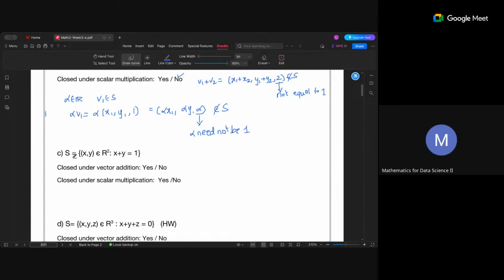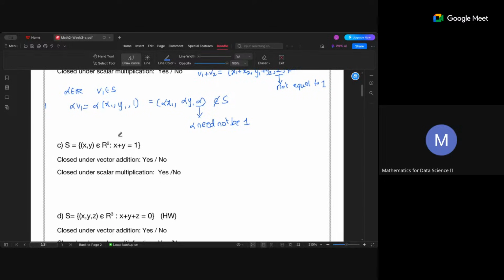Fine. So now we are having this set S. To simplify, we are going to rewrite this set. How can I rewrite y in terms of x from this equation? Can anyone tell? 1 minus x. Yes. So I'm going to replace y with 1 minus x. This will help us to do the calculations easier. So x comma 1 minus x. Now any two elements from S we are going to pick.